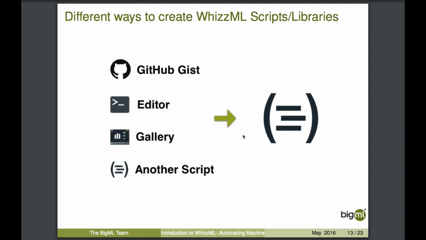Lastly, I also want to talk about the different ways we can create WhizzML scripts and libraries. So executions we create by running a script, but actually importing source code onto the BigML platform can be done a few different ways. We can import code through a GitHub gist. We can write the code ourselves in an in-browser editor. We can copy existing scripts from the gallery, which we'll talk about later. Or we can take an existing script or library and create another one based off that if we want to add something to it, or we want to remove a feature, or maybe tailor it towards a different kind of BigML resource.